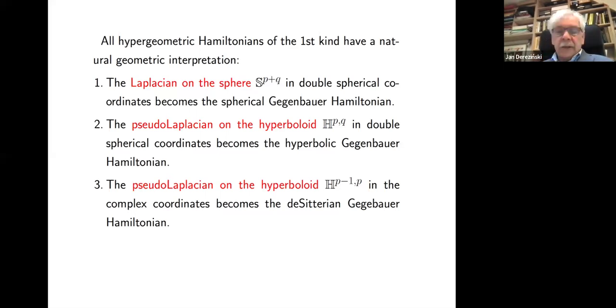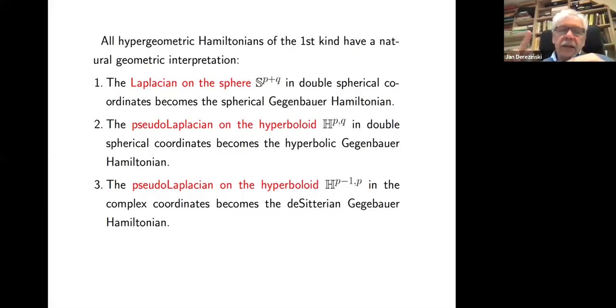then suppose you split the variables into two groups. There is a coordinate system which can be called a double spherical coordinate system. Actually, there is a misprint. It should be S to P plus Q minus 1. So the ambient space has to be P plus Q dimensional. You take P variables in one group, Q variables in this second group.